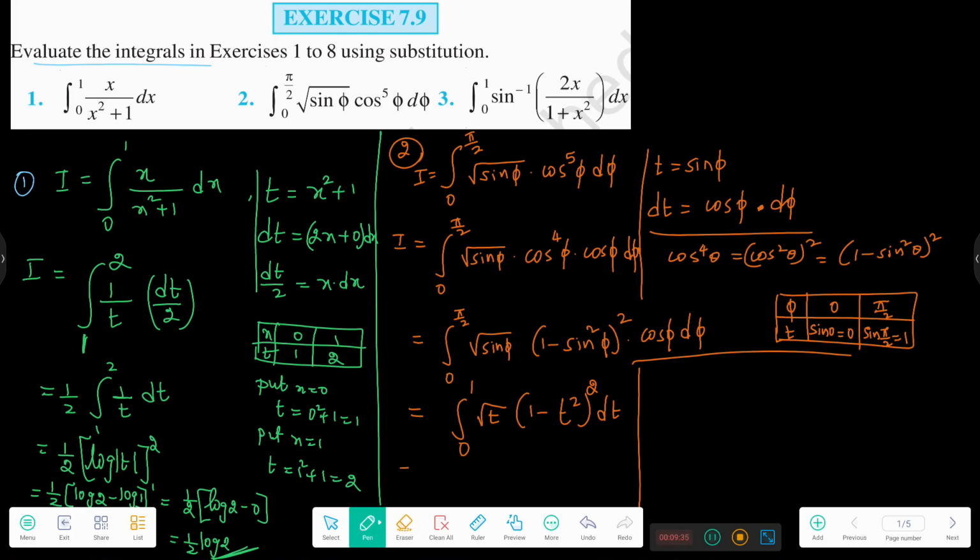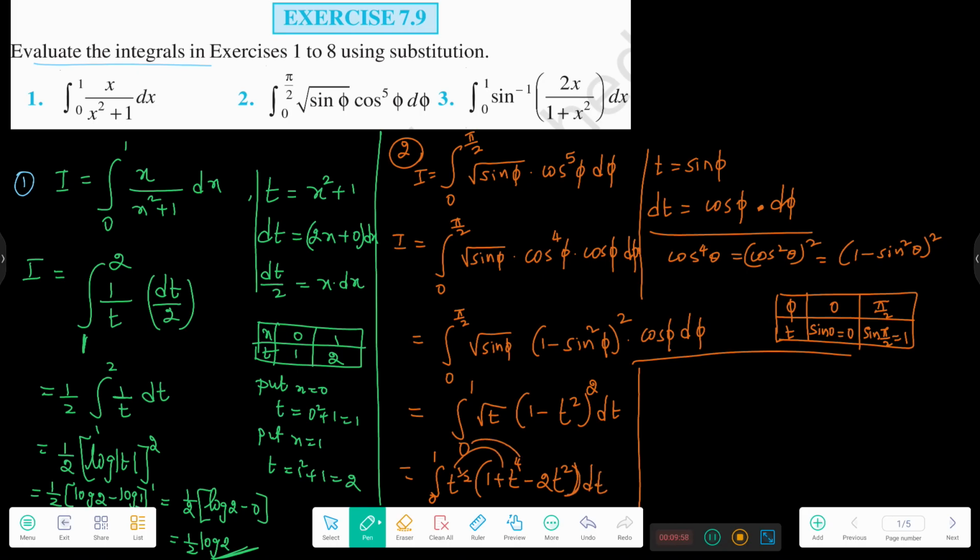Okay, apply the formula. So integral 0 to 1, root t you can write as t power 1 by 2. T power 1 by 2 you can apply. A minus b whole square is a square plus b square, again see there is a square, again when you square, that will be t power 4 minus 2ab, then 2 into 1 into t square, 2t square into dt you will be getting. Okay.